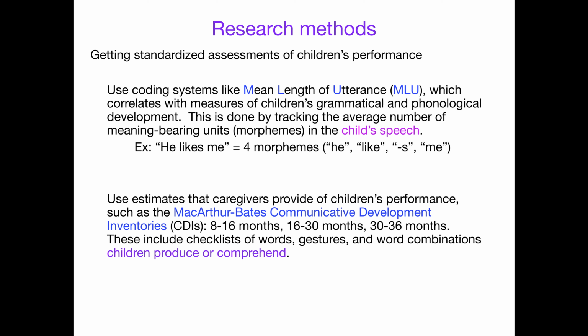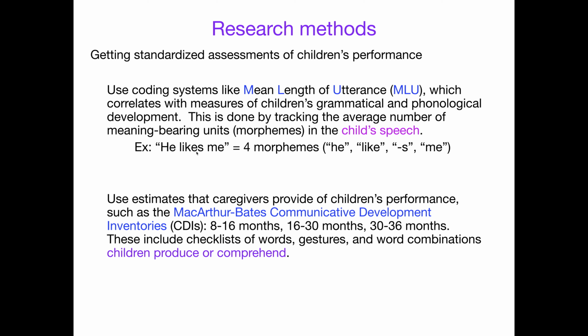You just track the average number, so the mean, of meaning-bearing units, morphemes, in the child's speech. So this is a little bit different than words, right? So if we have an example, "he likes me." In English, this is actually 4 morphemes. So there's "he," which is referring to some guy, right?